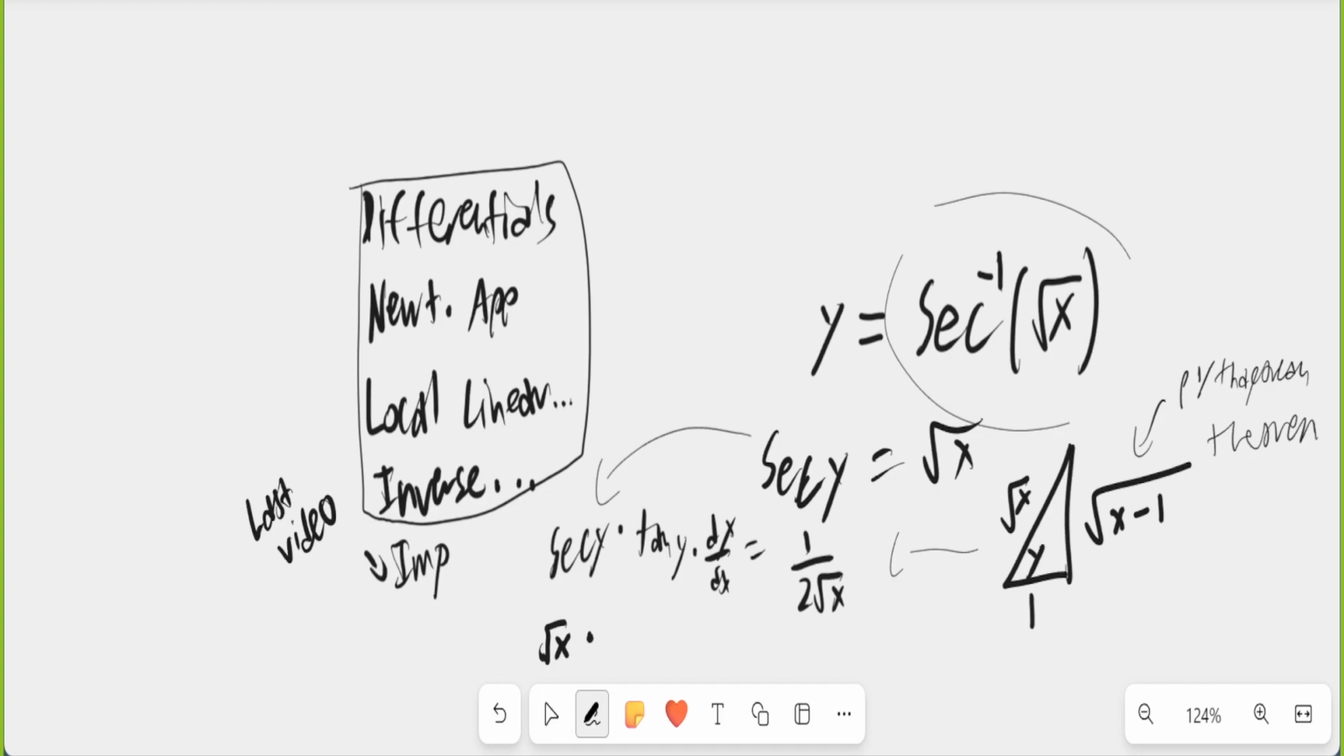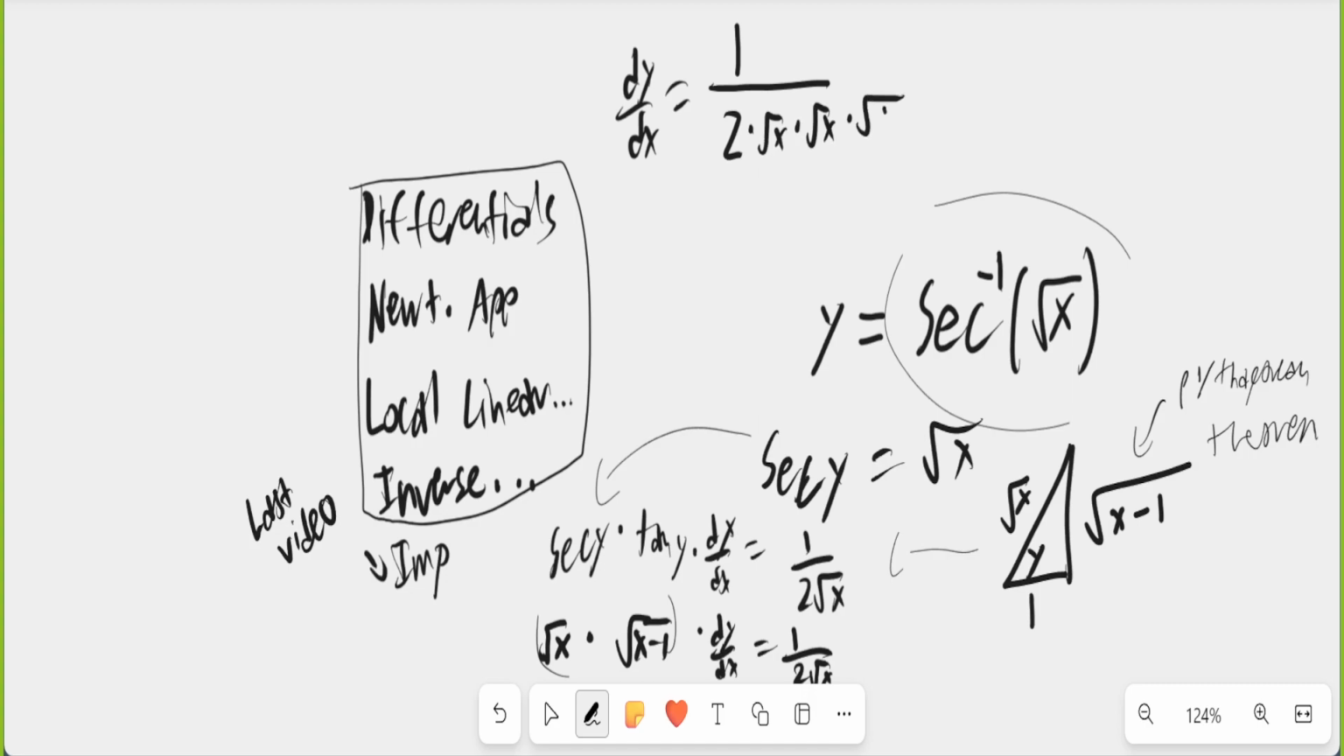Tangent y is opposite over adjacent, so square root x minus 1 times dy dx is equal to 1 over 2 square root x. So what do we want to do now? We want to divide by these on both sides. So we get dy dx is equal to 1 over 2 times square root x times square root x minus 1. And then that becomes 1 over 2x square root x minus 1. I think that's right. Is that correct?